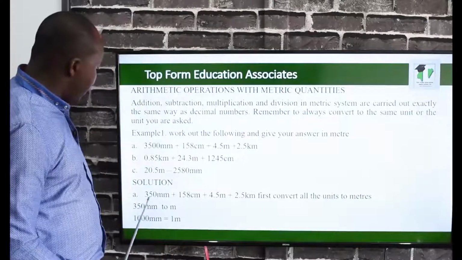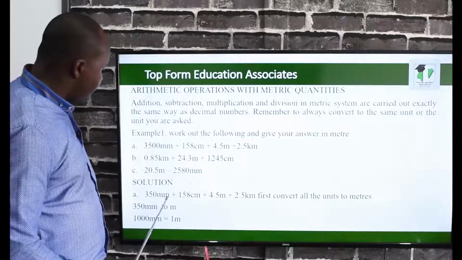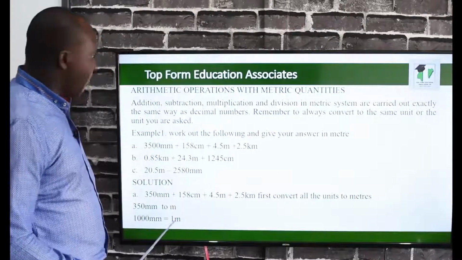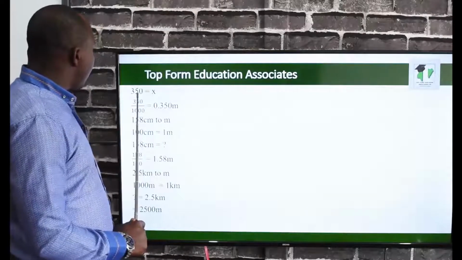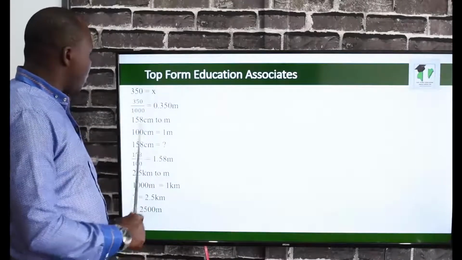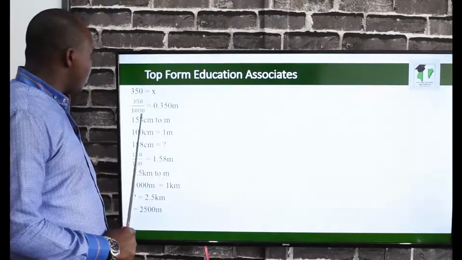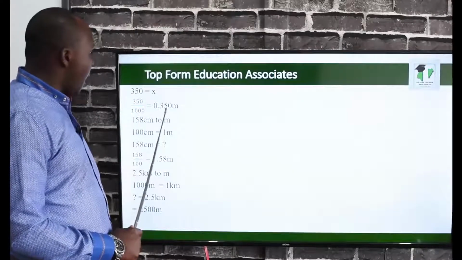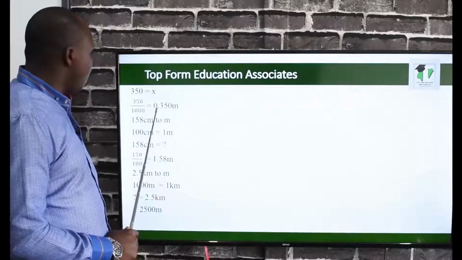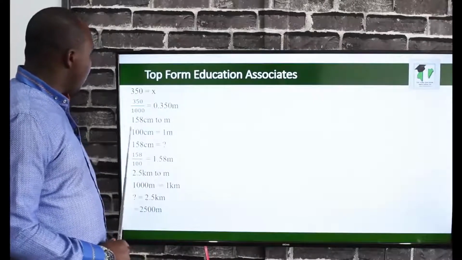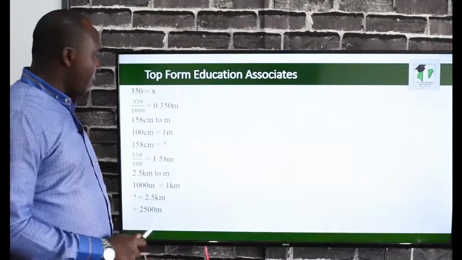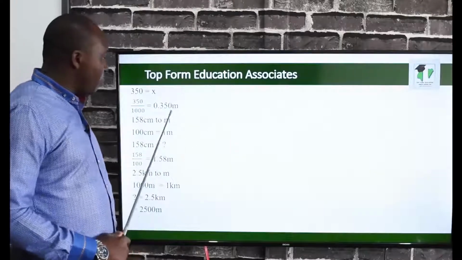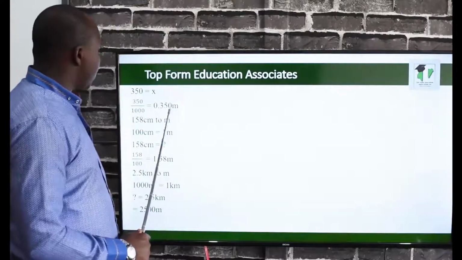So the first one is 350 millimeters. So 350 millimeters to meters. 1000 millimeters equal 1 meter. So that means 350 equal x. We cross multiply and divide. So 0 will cancel 0. 35 over 100 will give me 0.350 meter. We have converted the first one, 350 millimeters to meters. It gives us 0.350 meter.